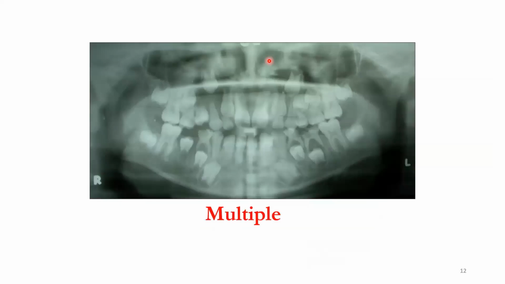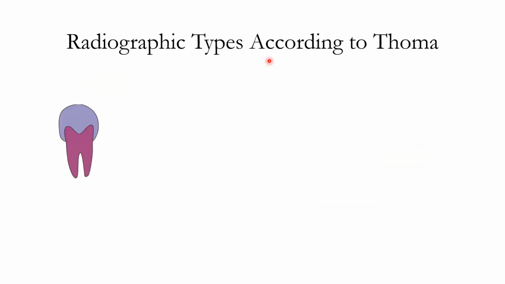It could also occur in multiple sites. So in such cases, again, you have to see any other association of diseases. Let's go to radiographic types, which are described according to Thoma.